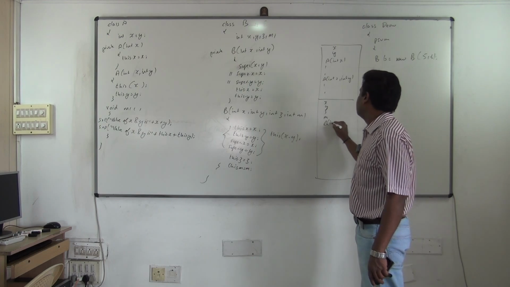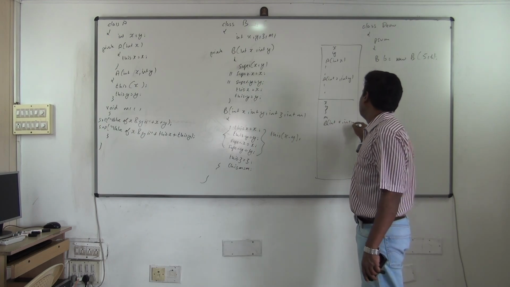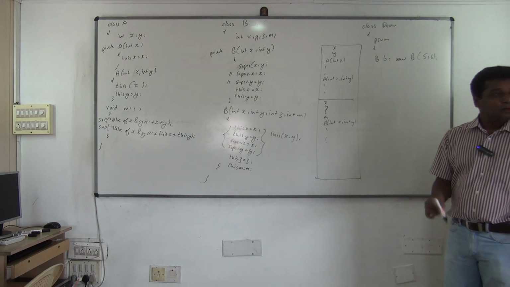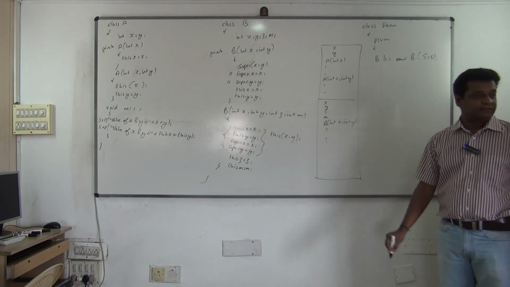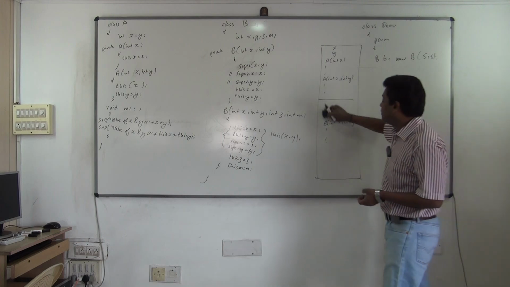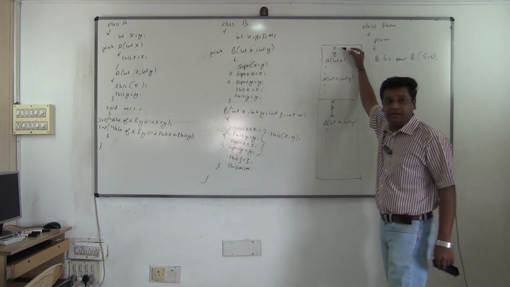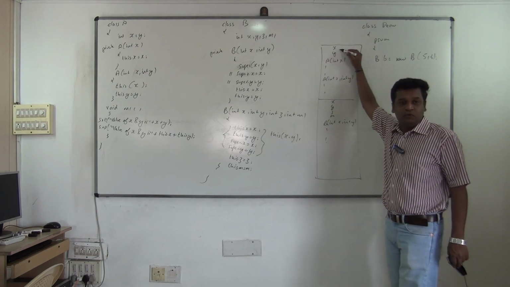Then you have the B constructor. You will have int X, int Y. What will the B constructor do? It will initialize which one? Only X, Y. Z and M will not be initialized. Check out. Yes or no? You are having X, Y, Z, M. Totally how many variables are there? In class A there are 2, X and Y.